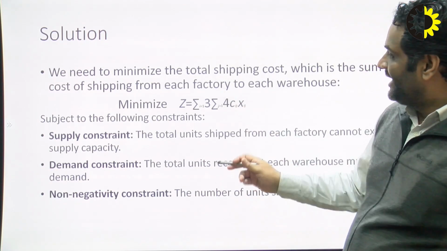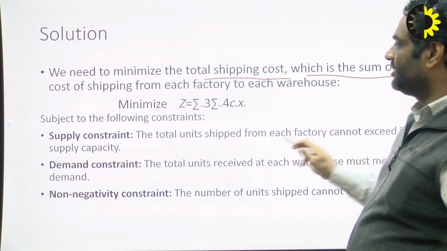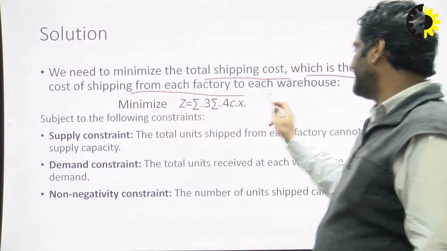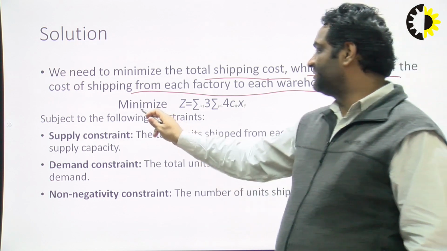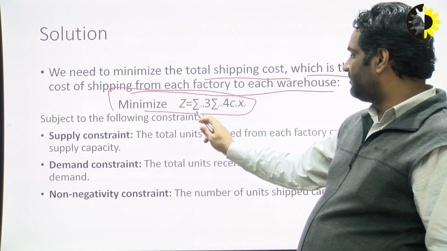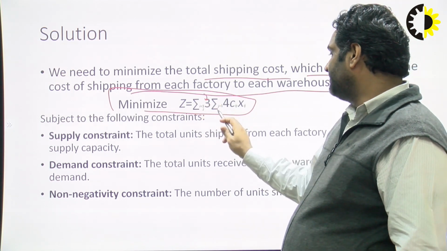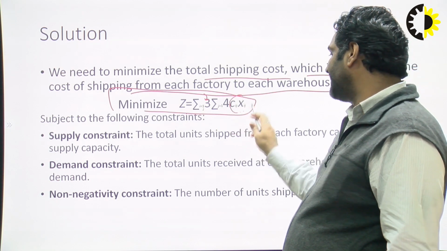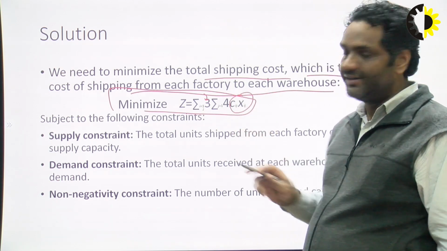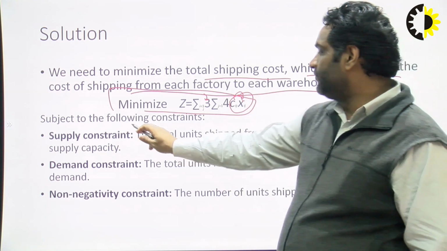Then solution. As a solution, we need to minimize the total shipping cost, which is the sum of the cost of shipping from each factory to each warehouse. So this is our entire solution. That is, minimum of Z equals the summation over i from 1 to 3 and summation over j from 1 to 4 of Cij times Xij. These are the costs related to each product. Then subject to the following constraints.